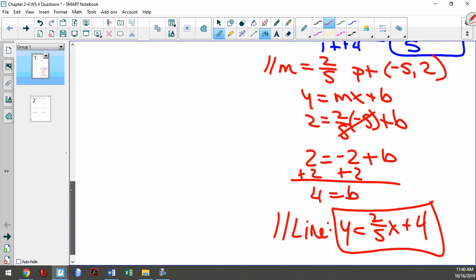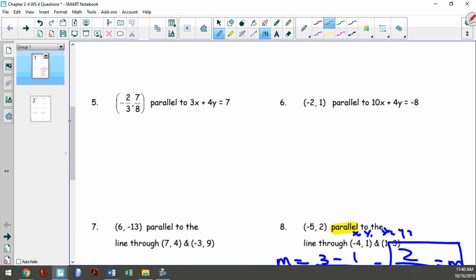5? Okay, first things first, what am I going to do with this 3x plus 4y equals 7? I'm going to solve for y by subtracting 3x. So I have 4y is equal to -3x plus 7. Then what? Divide each and every term by 4. So y is equal to -3 over 4x plus 7 over 4.